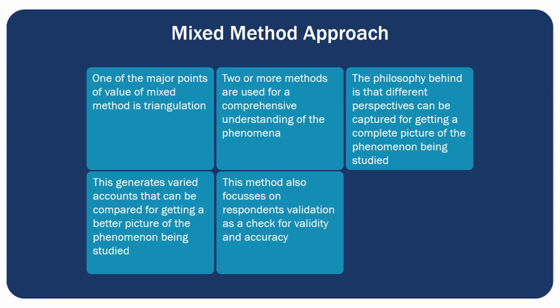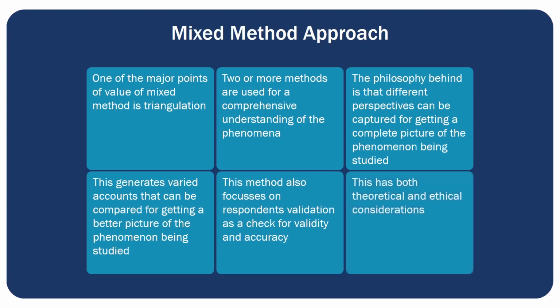Now this method basically focuses on triangulation as one of the aspects. Second aspect is its focus on respondents' validation. It is a check for validity and accuracy of the information that we have. That means respondents who give you the information, they verify and say this is perfect. It could be argued that respondents can vary, but then the information that we gather can be cross-checked across. So it has both theoretical and ethical consideration built into this. This is philosophically and otherwise a very important step.